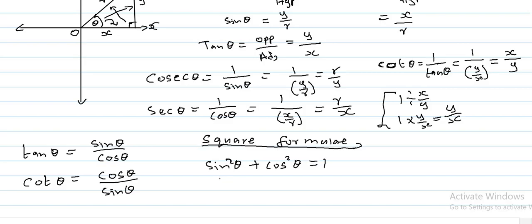So again, when we transpose cos squared theta to the right hand side, meaning every time we see sine squared theta, we can change it into 1 minus cos squared theta. Or every time when we see cos squared theta, we can change it into 1 minus sine squared theta.